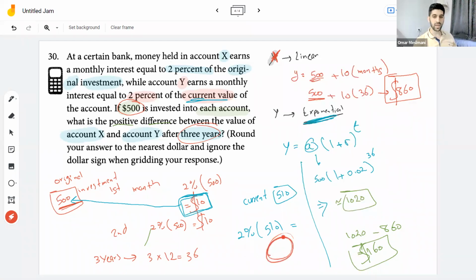I will take this amount and add it to the current account, and then I find 2% of the new total, and keep going the same until I have 36 months. But instead of doing all of that, we have a formula which is faster and easier: I take the original investment, 500, times 1 plus the rate. What is the rate? It's 0.02, to the power 36. I found the answer as 1020, and then we just subtract the values.